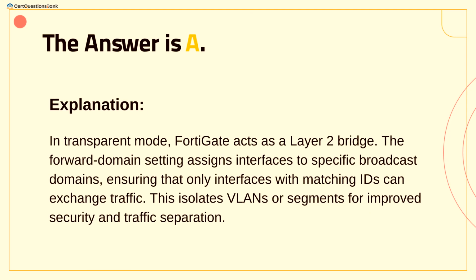In transparent mode, FortiGate acts as a Layer 2 bridge. The forward domain setting assigns interfaces to specific broadcast domains, ensuring that only interfaces with matching IDs can exchange traffic. This isolates VLANs or segments for improved security and traffic separation.